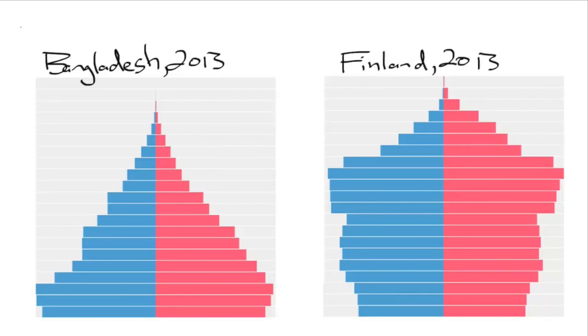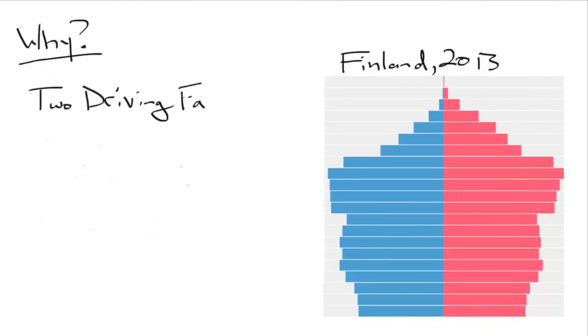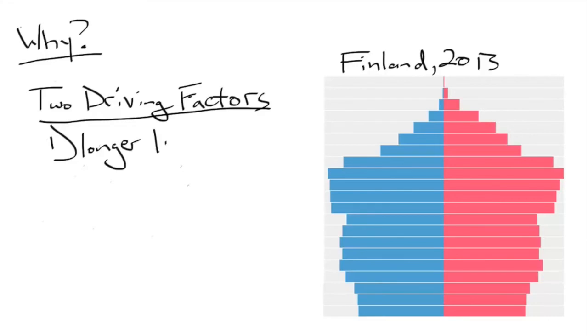You can see that the population pyramid looks drastically different. It doesn't even look like a pyramid anymore. And you might be asking yourself, why do these two population pyramids look so different from one another? The answer is population aging, which really has two driving factors. The first is that people all over the world are living longer lives than they used to.